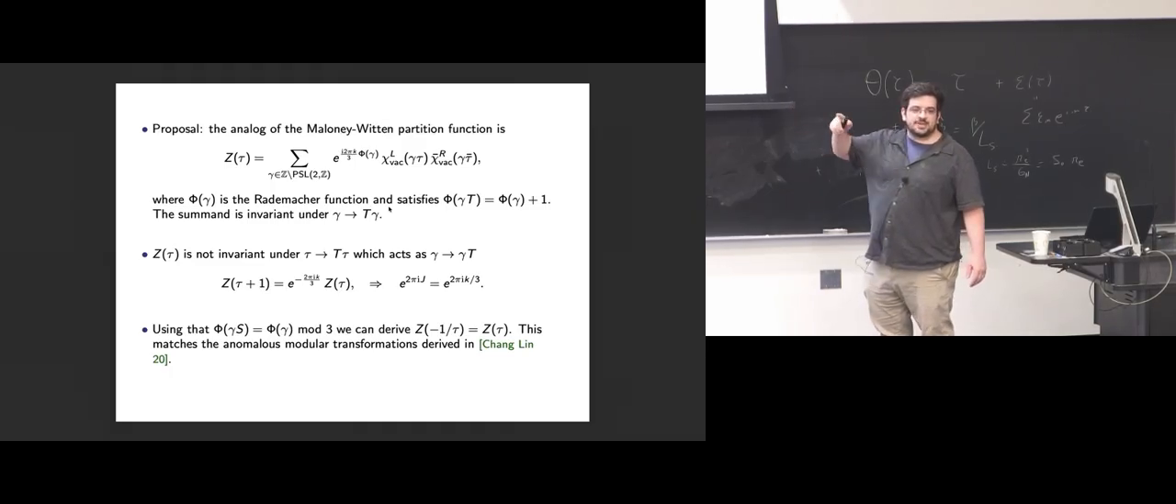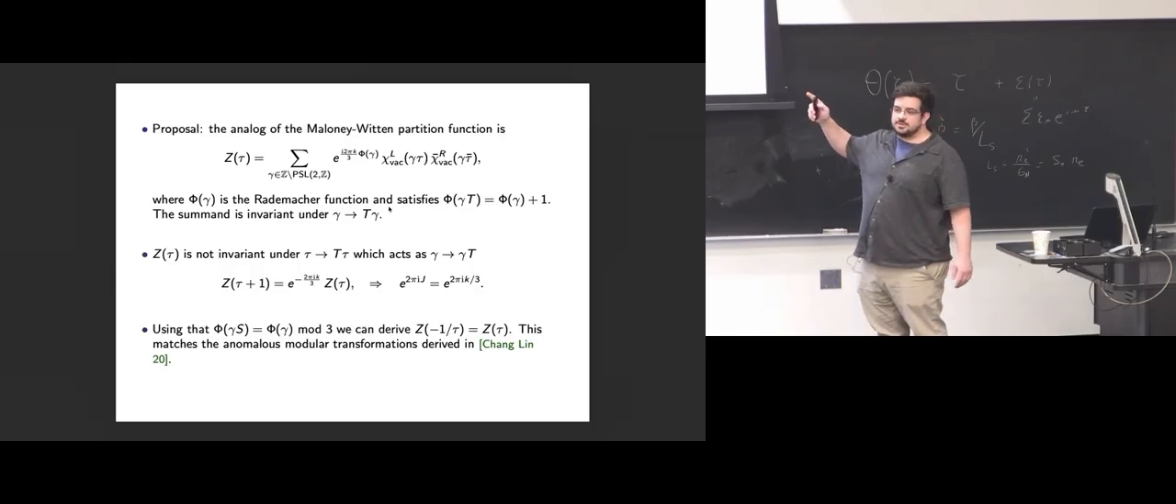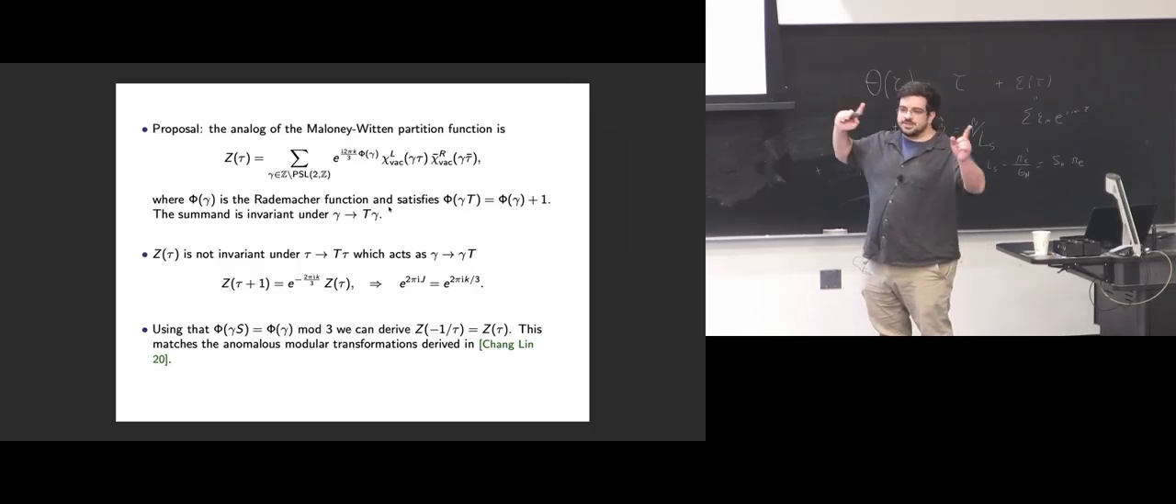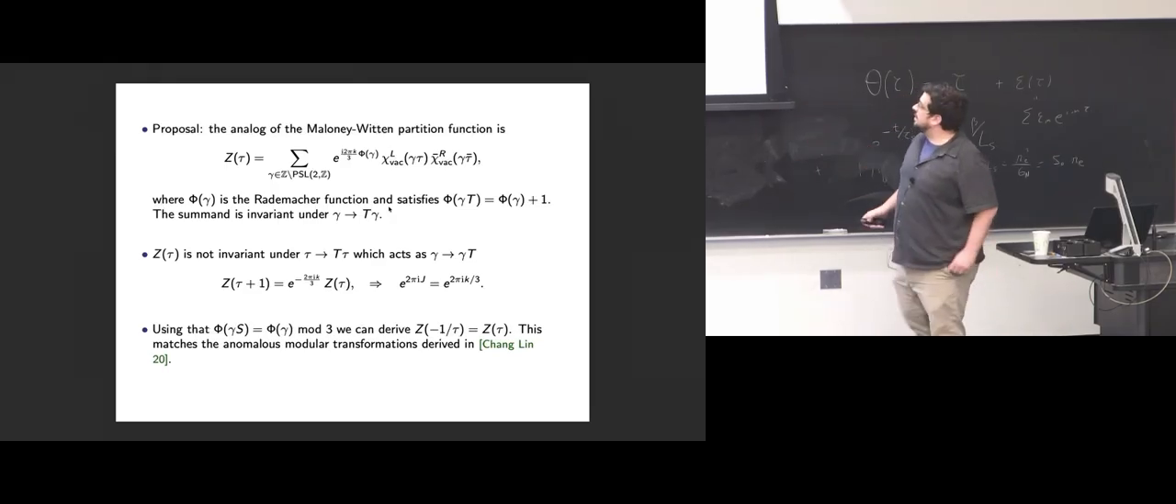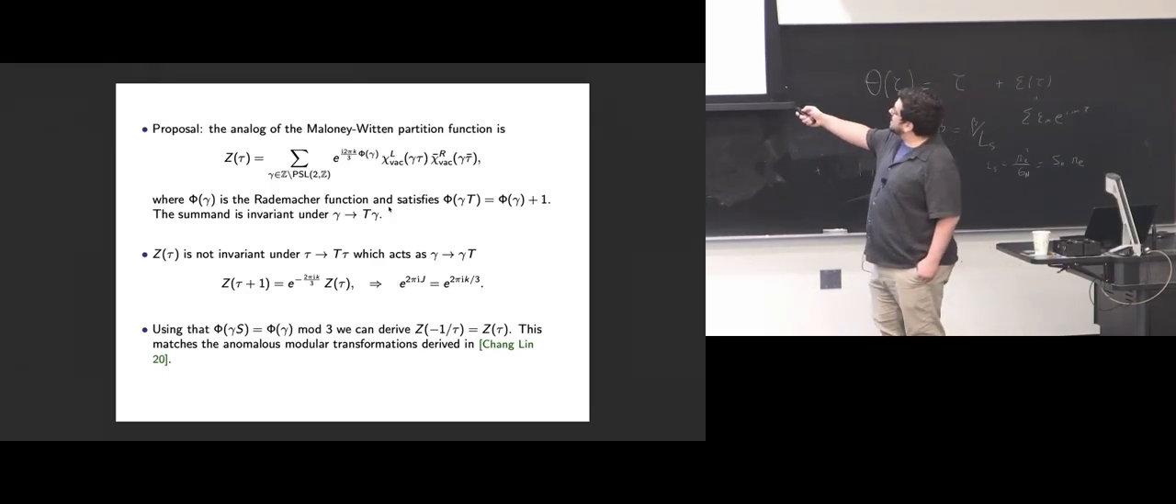Because you have the q to the minus c over 24, you have the q bar to the minus c over 24, but the two c's are different. So without this term, this answer wouldn't make sense. But with this term, when you multiply gamma to the left, this plus 1 here cancels, let's say, the anomaly in this vacuum character.